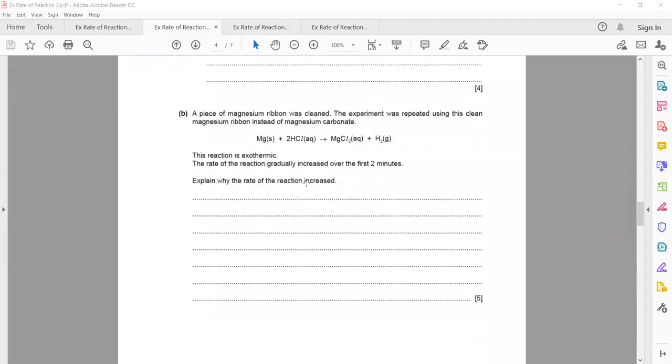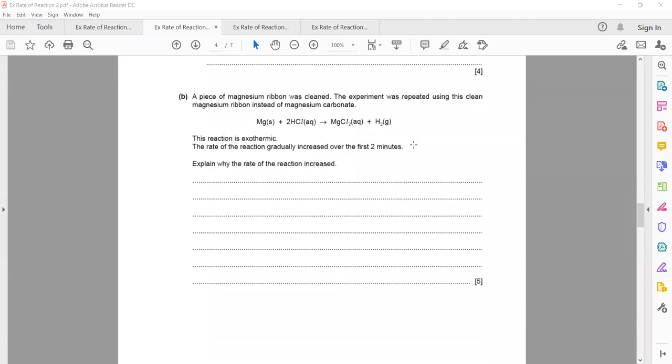In the next part, a piece of magnesium ribbon was cleaned. The experiment was repeated using this clean magnesium ribbon instead of magnesium carbonate. The reaction is exothermic. Exothermic reaction means it will give out heat energy. The rate of reaction gradually increases over the first 2 minutes.